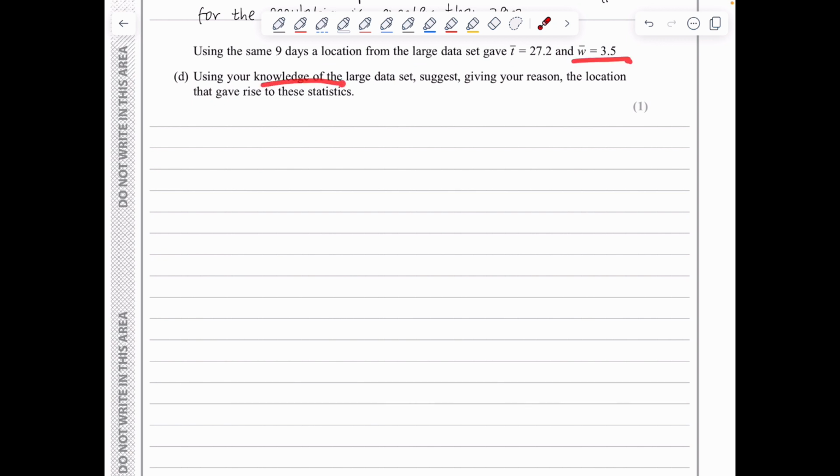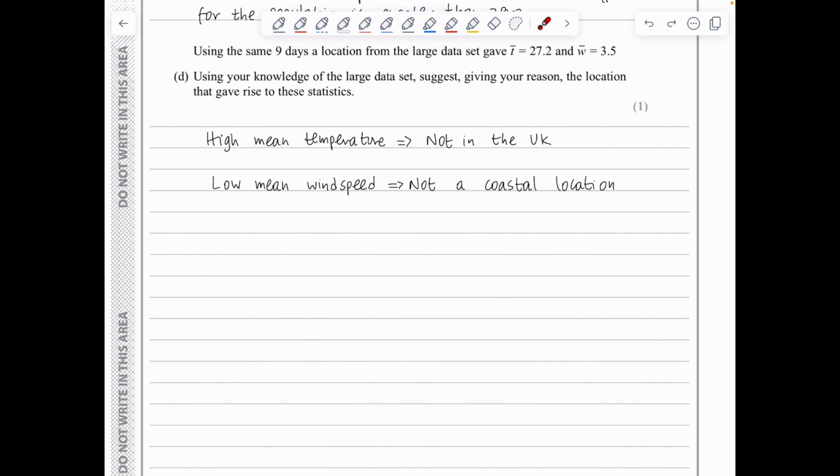Using our knowledge of the large data set, we need to suggest, giving our reason, the location that gave rise to these statistics. So looking at the mean temperature, this is considered to be quite high. So I would say the high mean temperature probably means that we're not in the UK. And then the low mean wind speed, it's probably not a coastal location.